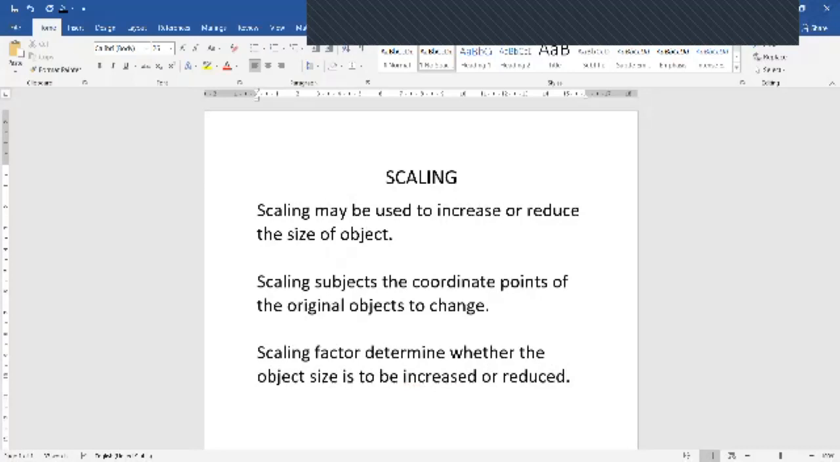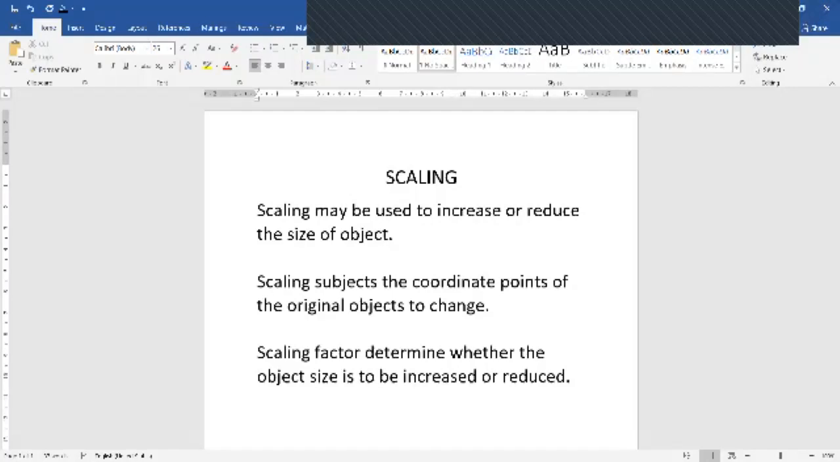Basically, we have understood the process of scaling. Whenever we are talking about 2D transformation, we need to perform several operations to change the shape of the object. So scaling is one part of the 2D transformation.